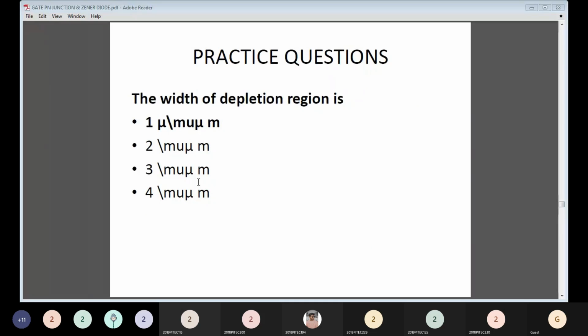What is the depletion layer region width? The depletion region width is in micrometers. As the doping concentration is increased more and more, the depletion layer region will be very, very thin. If the doping level is very lightly doped, with very few impurities added to the concentration, then the depletion layer width will be very, very thick.